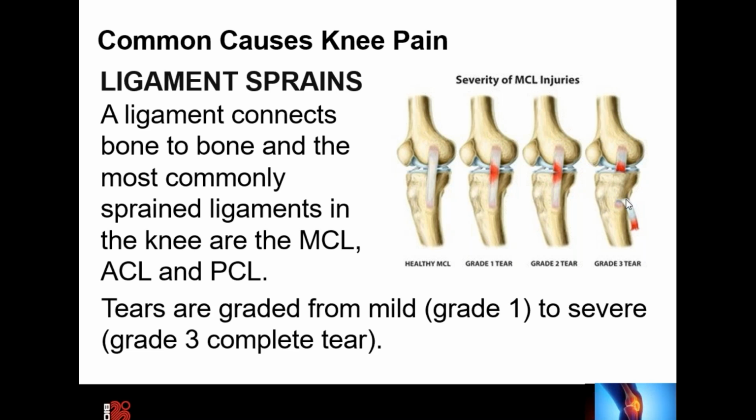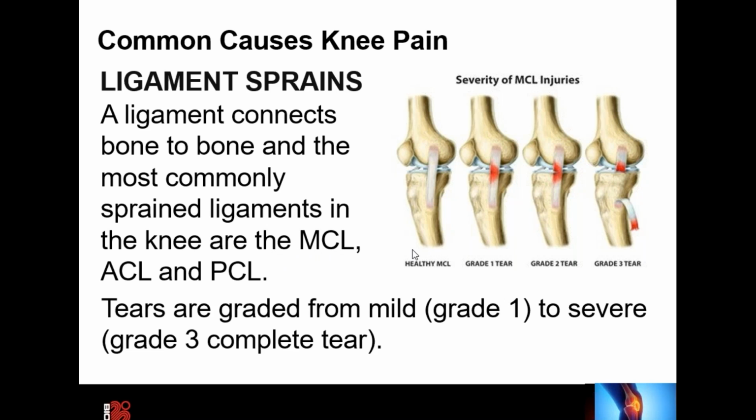Grade 3 requires surgery. The anterior and posterior cruciate ligaments are directly inside the joint itself and usually caused by trauma, car accident, sporting event, that kind of thing. A mild tear of the ACL or PCL can be healed.